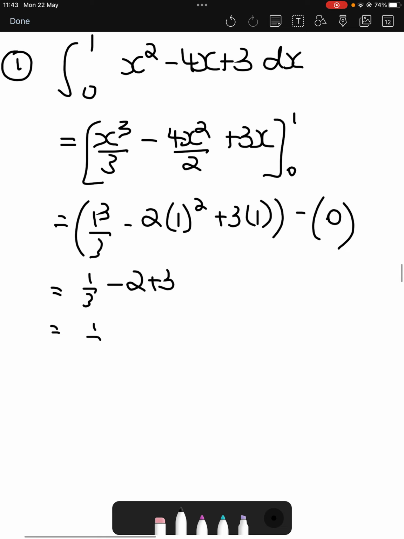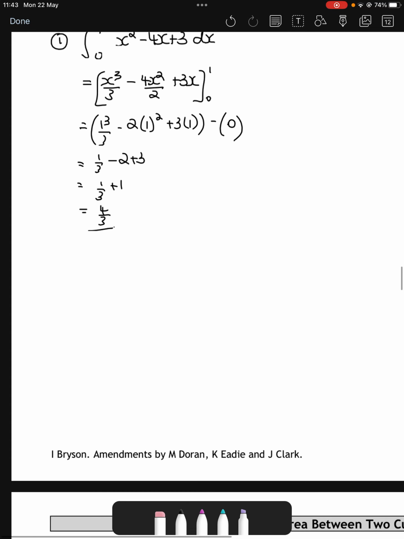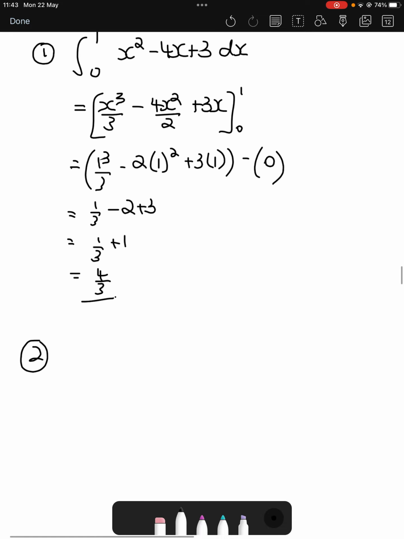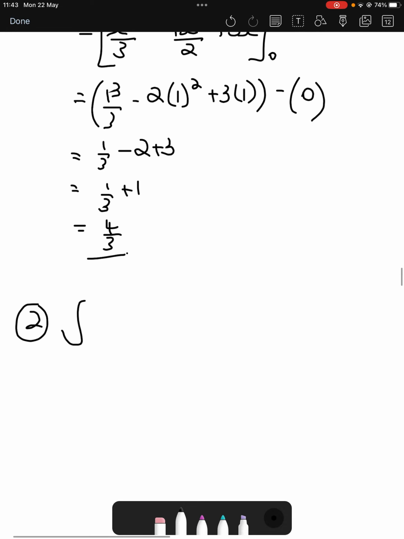Just take it up a wee bit. So a third minus 2 plus 3 is obviously 1. A third plus 1 is 1 1/3, or 4/3. Okay, so that is, that's the first one done. Okay, we're going to do the same thing for the second one. The only difference this time is we're actually going to go from 3 to 1.